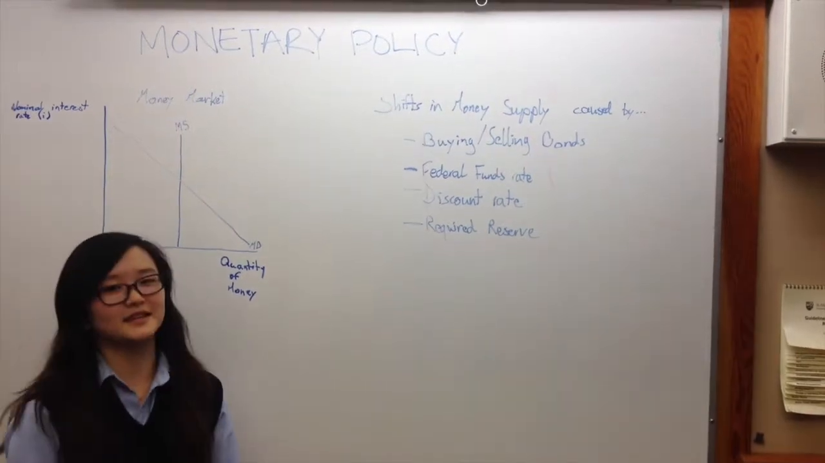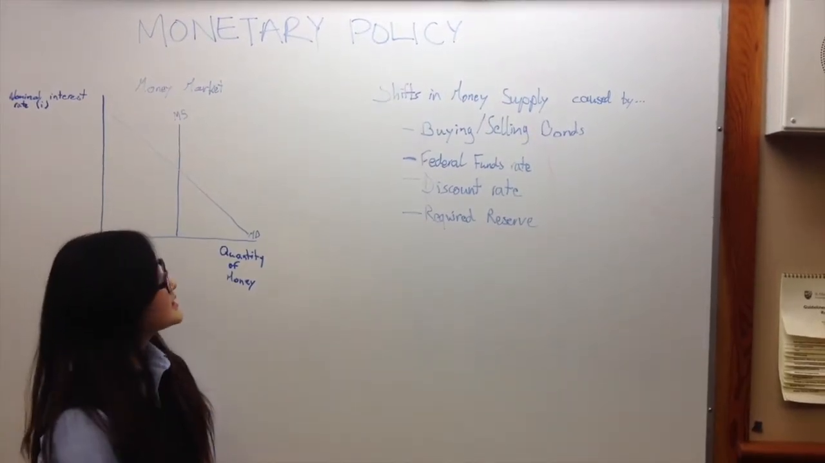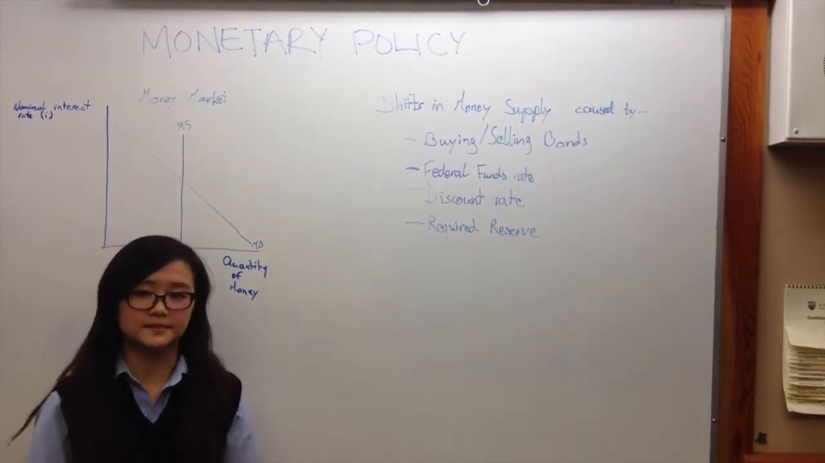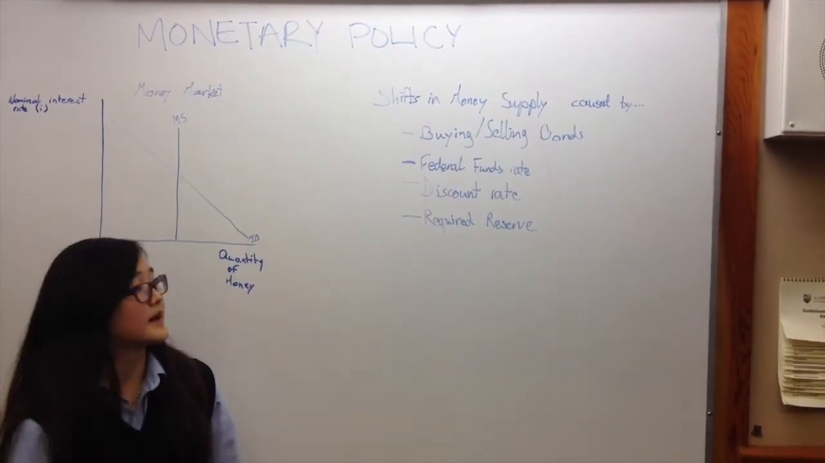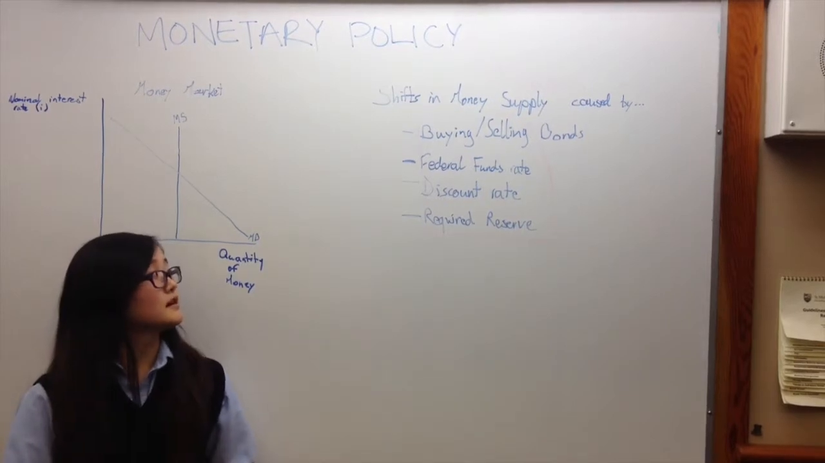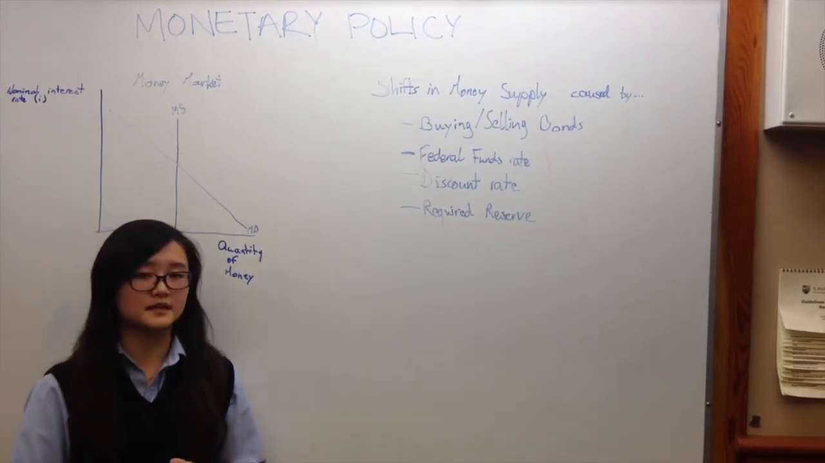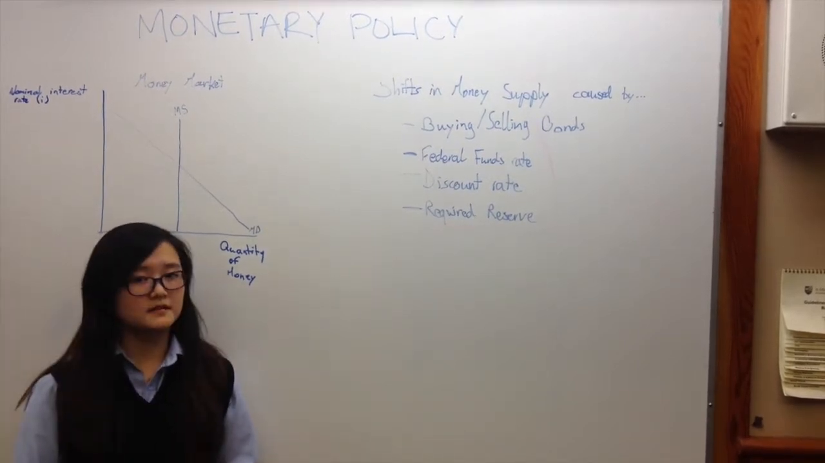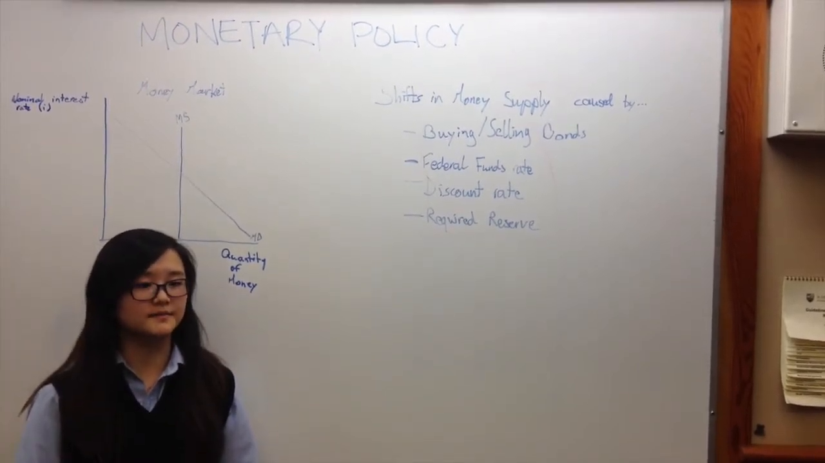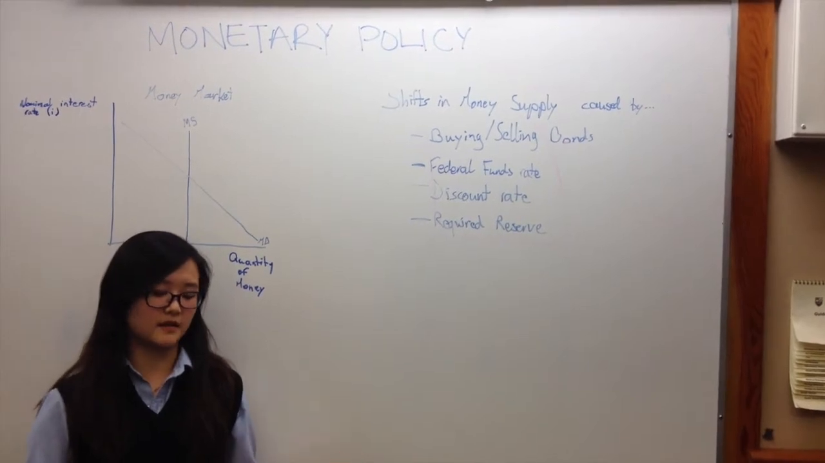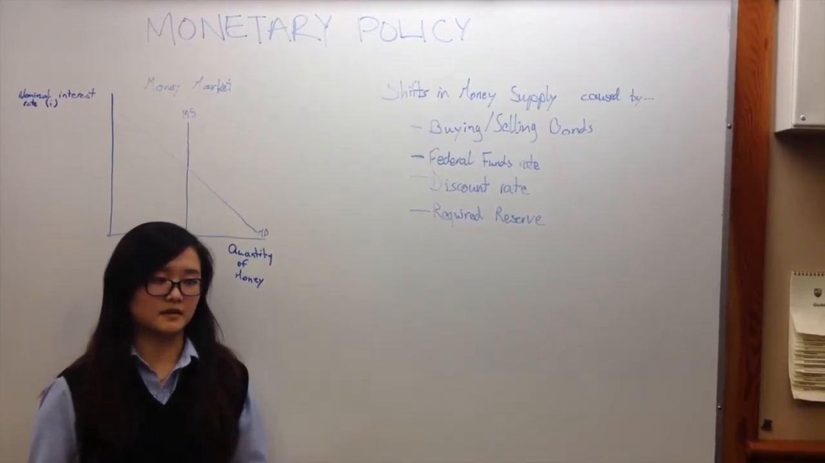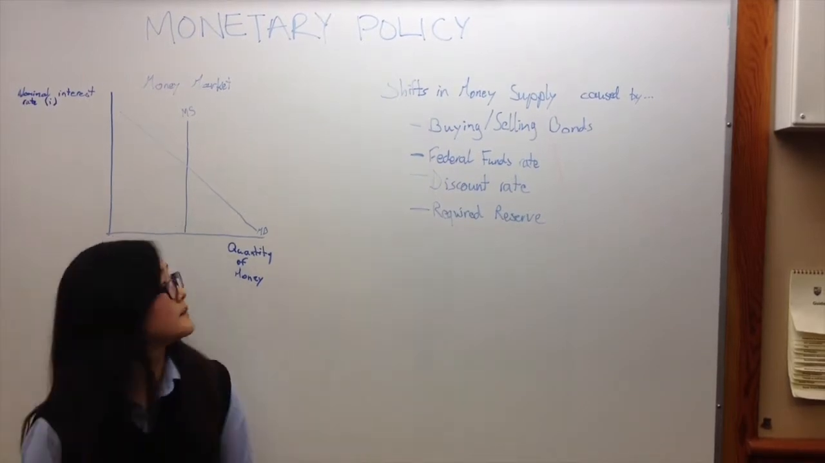I'm going to give a brief summary about monetary policy, and I'm going to talk about shifts in the money supply which are caused by buying and selling bonds, increasing and decreasing the Fed funds rate, discount rate, and required reserves. When the Fed buys bonds, money supply increases because people have more money to spend, and when the Fed sells bonds, people have less money to spend because all their money is gone to the government and the Fed.